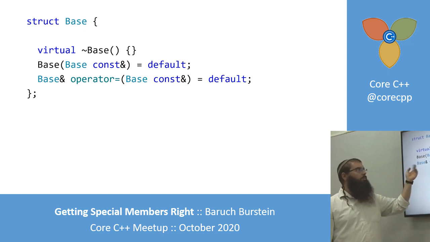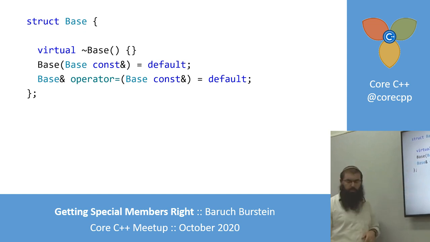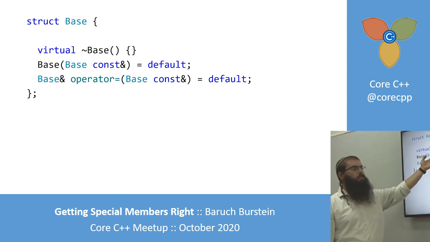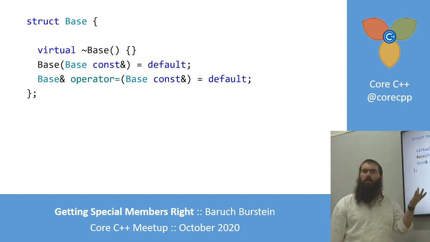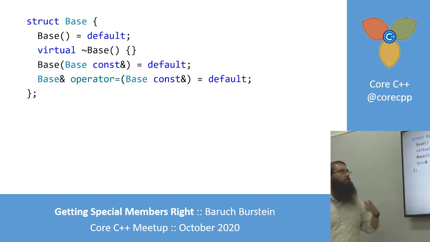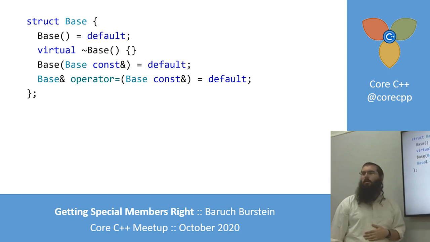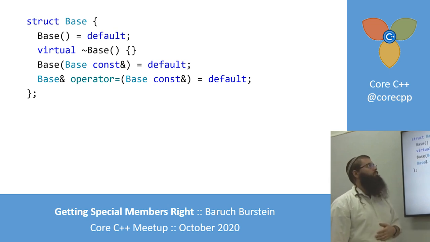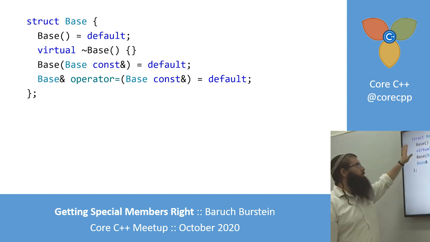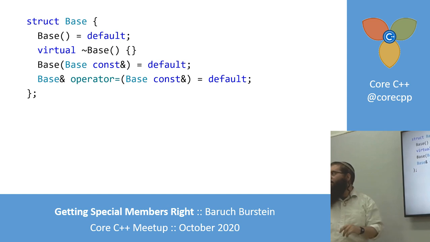So I have to default the copy operations, which until now I got for free. And of course, since this is a constructor, I now lose the default constructor, and I have to default that one myself. And this is not the rule of three. This is the rule of hierarchies.